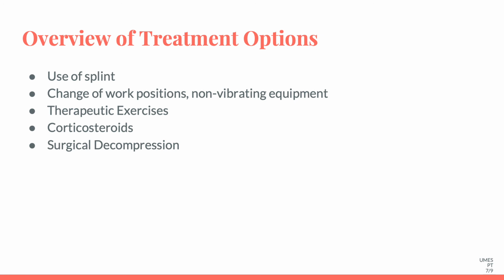And then we can do therapeutic exercises as physical therapists, so stretches and exercises to increase the strength of the muscles of the hands, fingers, and forearms. And then if that fails, corticosteroid injections can be used. And the last case scenario would be surgical decompression.